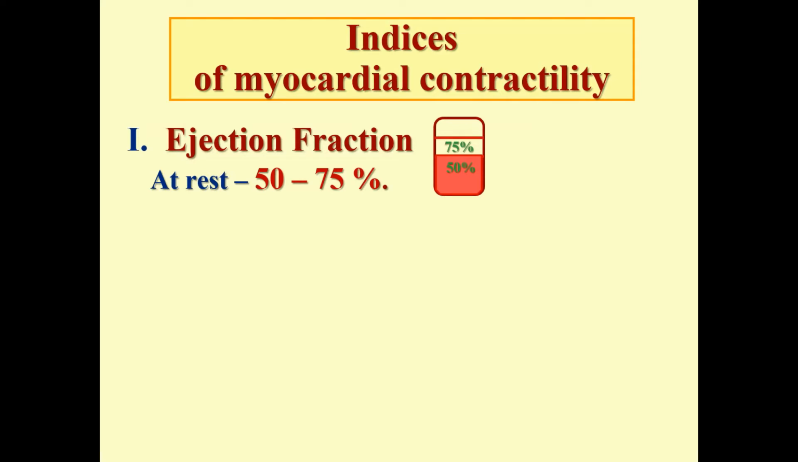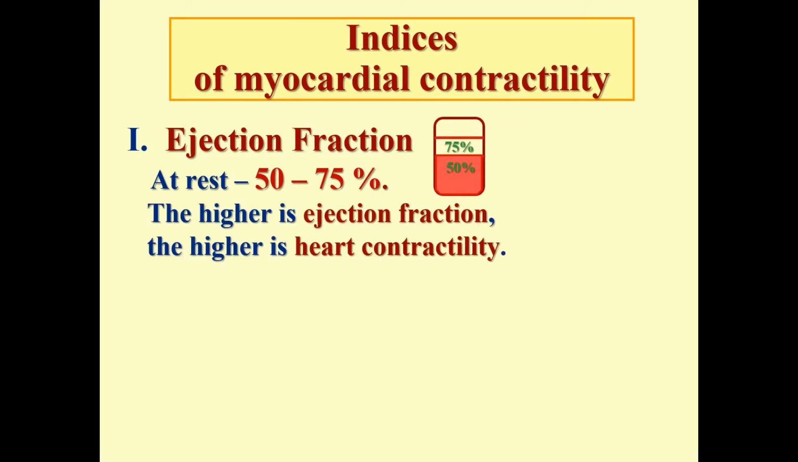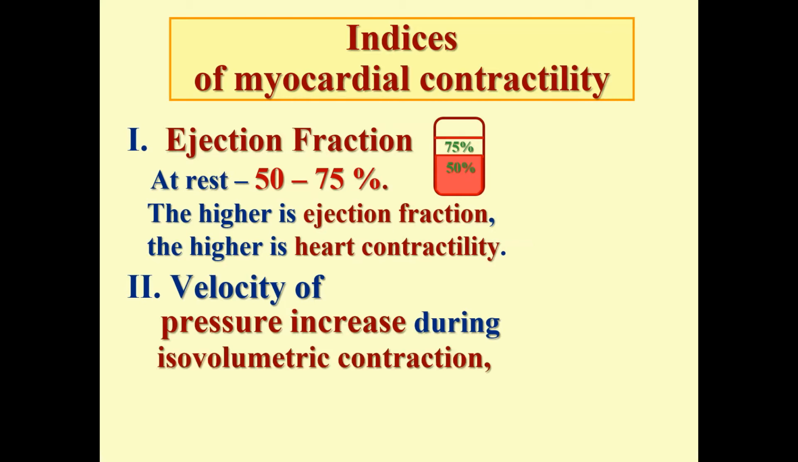This is a simple index, and with ejection fraction it is clear: the higher the ejection fraction, the higher the contractility. It's a characteristic of contractility. And now we come to the next, more difficult index of myocardial contractility, the velocity of pressure increase during isovolumetric contraction. It's called dP per dt, which refers mostly to physics or mathematics, but simplified you can say delta P to delta T. So how much pressure increases per each time unit, for each moment of time.